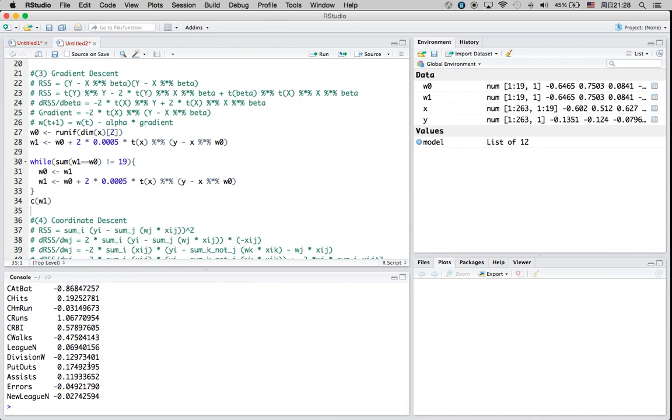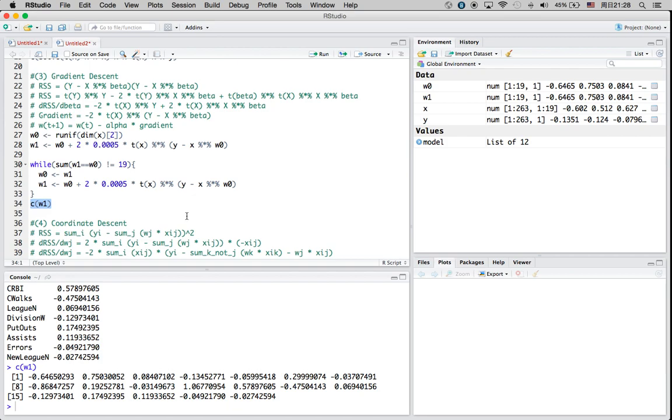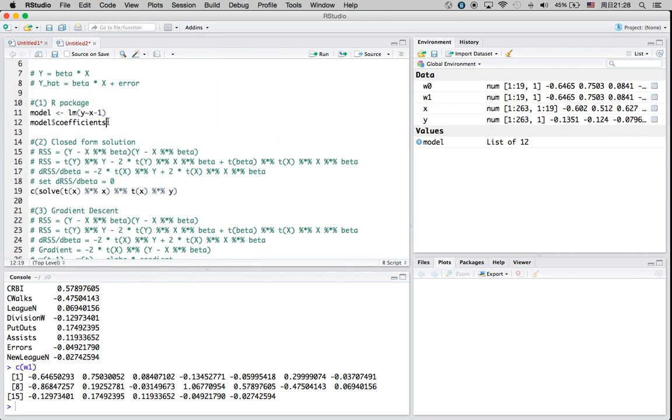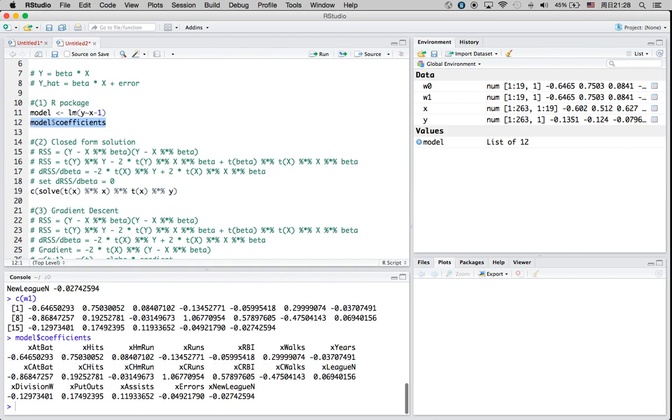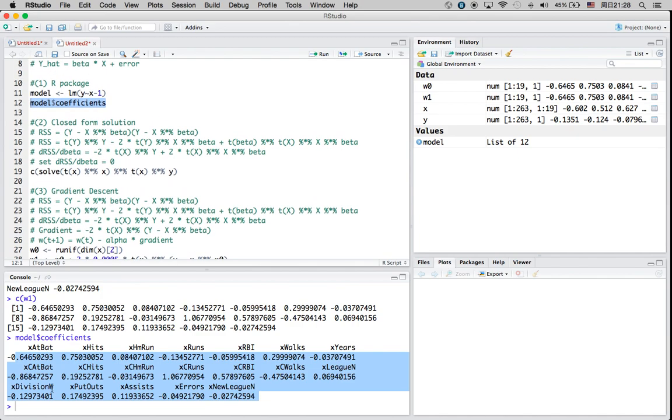So now let's take a look, based on the gradient descent method, at what our coefficients are. And let's say this is our solution. You can see that using gradient descent, we also get the same values for the coefficients of this multiple linear regression.